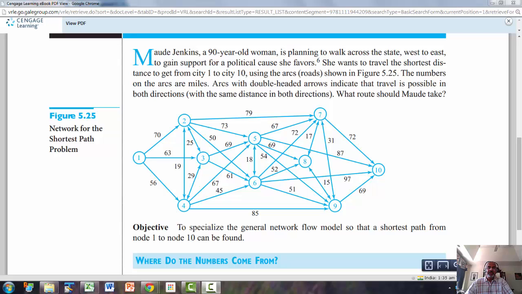The next network model is called the shortest path problem. Here we have nodes. One is the origin node and the last one is the destination node. There are a lot of intermediate points and each arrow has a distance associated with it. We can think of these as cities and the arcs are roads. Now we want to get to 10 from 1 using some of these arrows such that we traverse from 1 to 10 at the shortest possible distance.